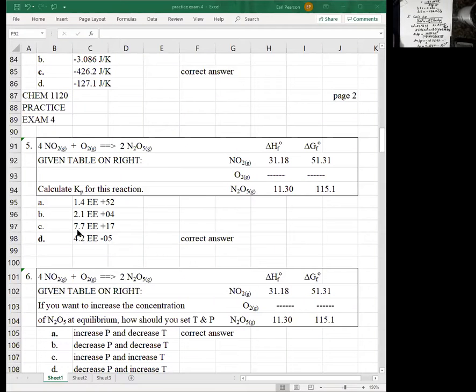And we do have the correct answer, 4.2. Now, get ready for the next one. It's going to be number 6.